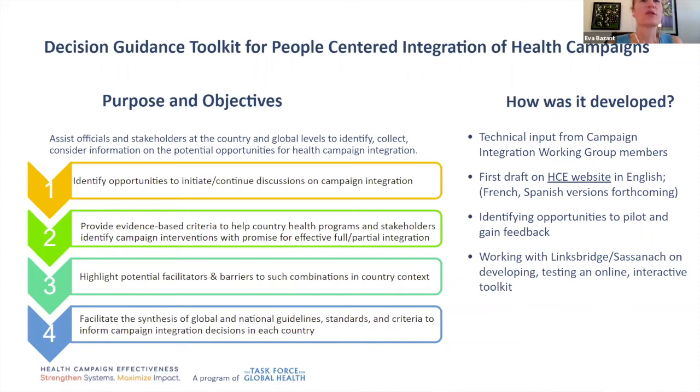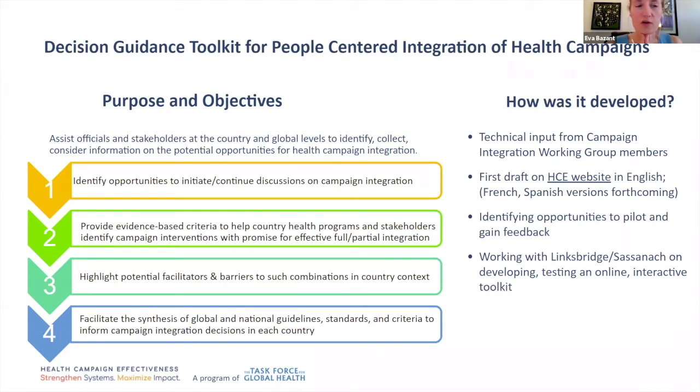So this toolkit was developed by our campaign integration working group with our office. A beta version is up on our website, and it definitely will go through iterations and improvements. And so we welcome feedback from any and all folks who work on campaigns and who've had experience with integrating them. And we're about to put up the French and Spanish versions.